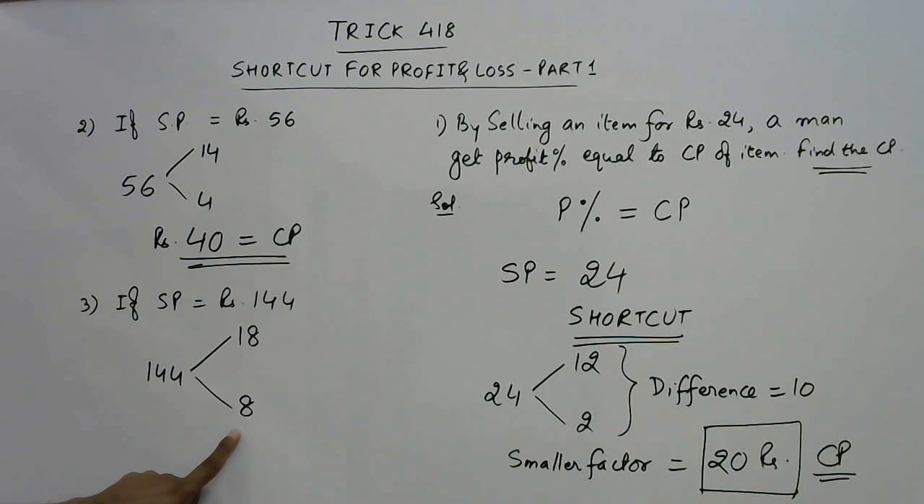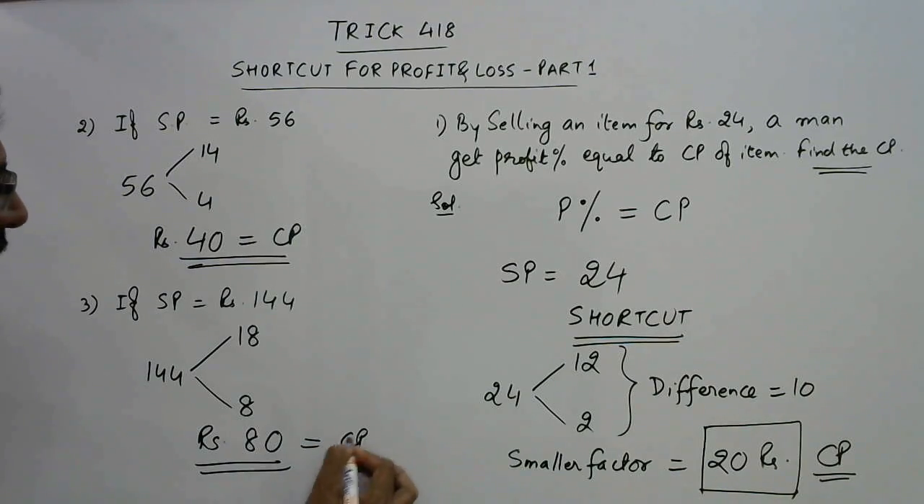And what is the smaller factor now? Smaller factor is 8. Just put a 0. You get the value of the cost price.